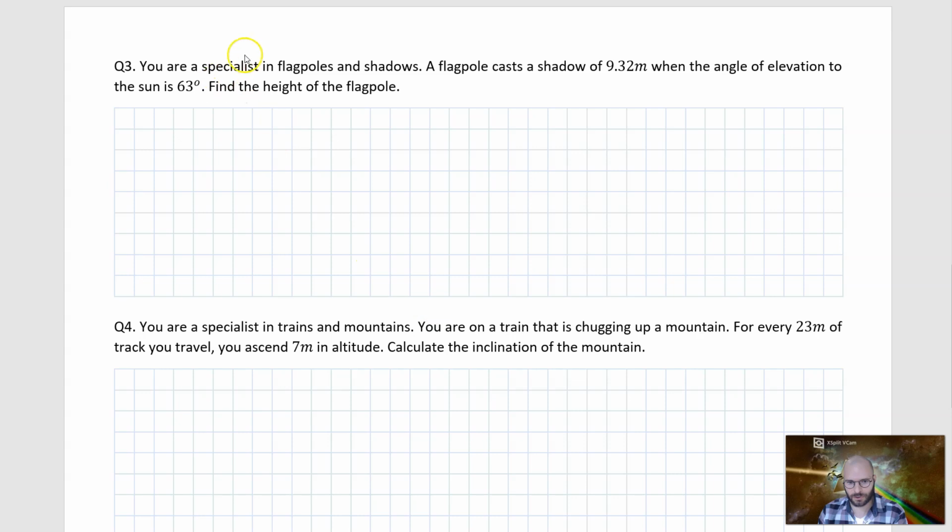Now going down, we have: you are a specialist in flagpoles and shadows. A flagpole casts a shadow of 9.32 meters when the angle of elevation to the sun is 63 degrees. Find the height of the flagpole.